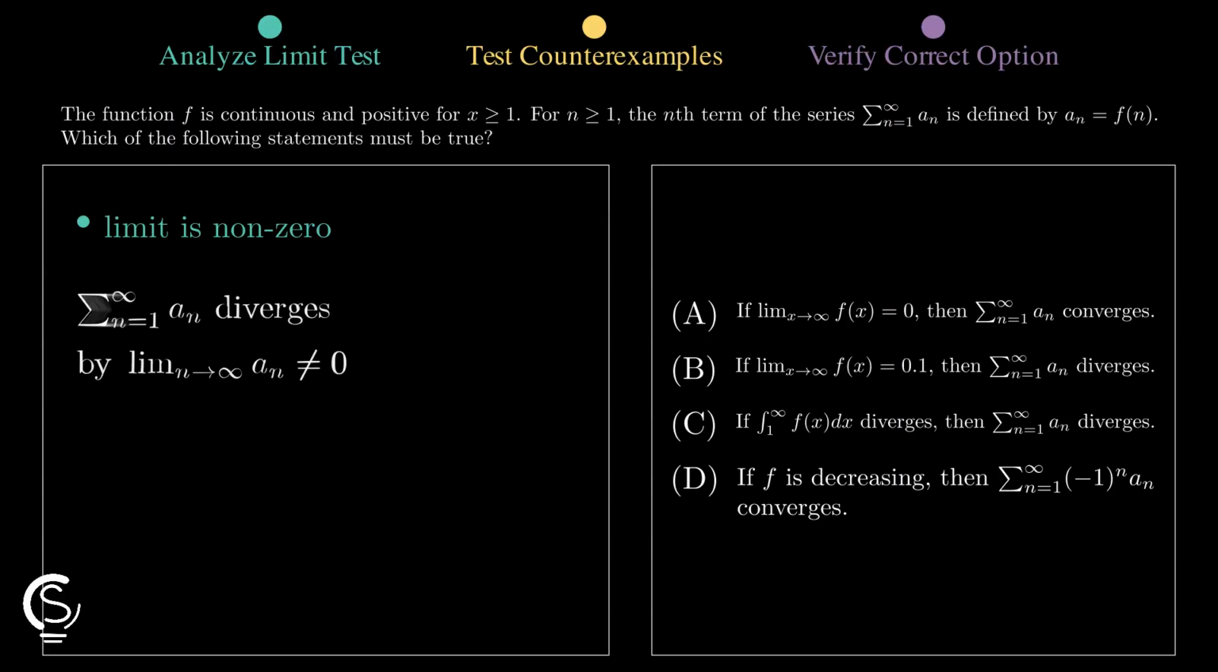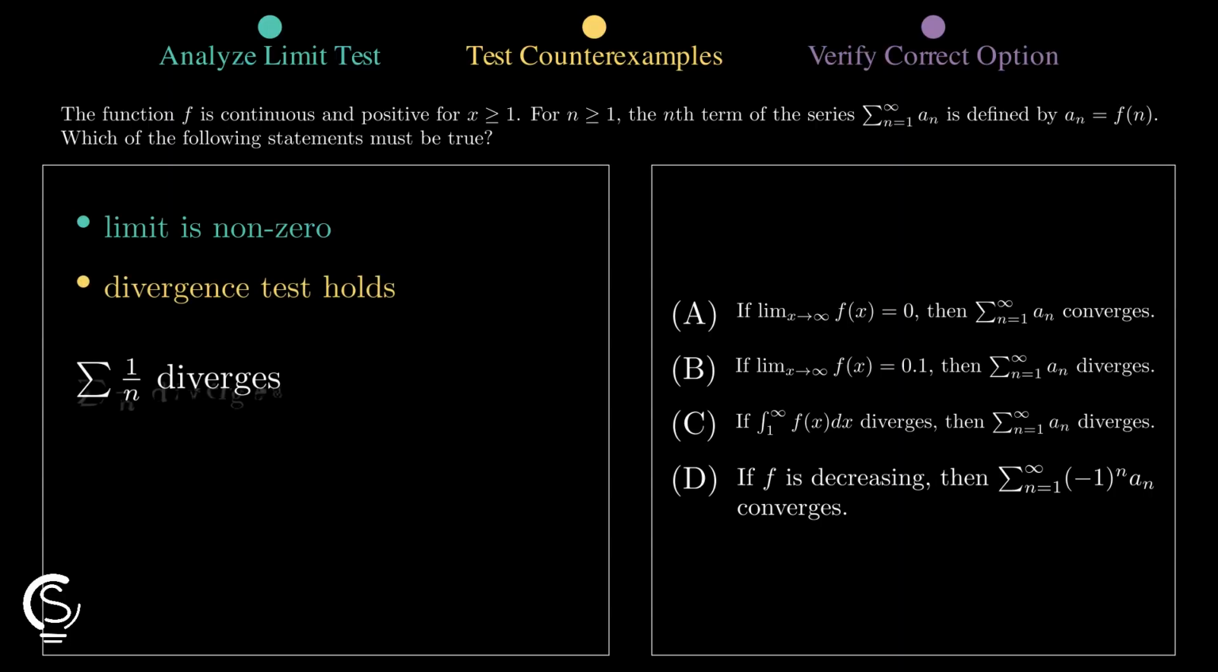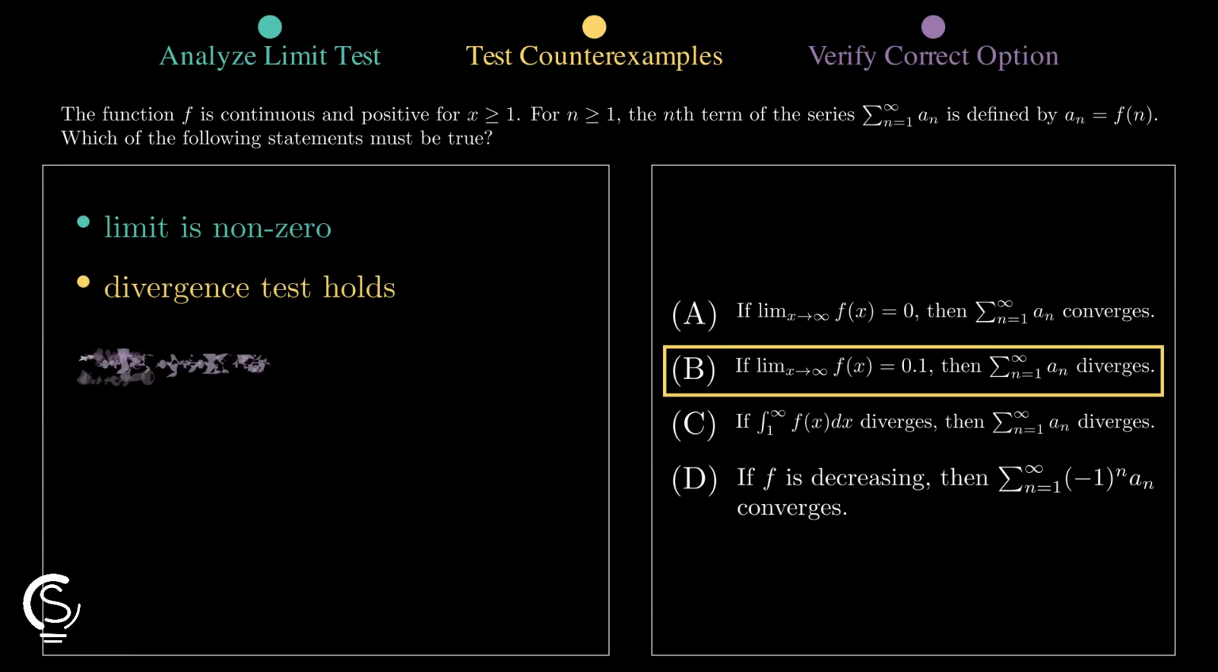Option A fails for harmonic series. Option C is true for monotonic functions, but not generally. Option D requires the limit to be 0, so B is the winner.